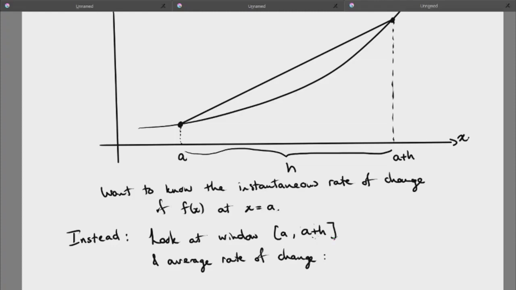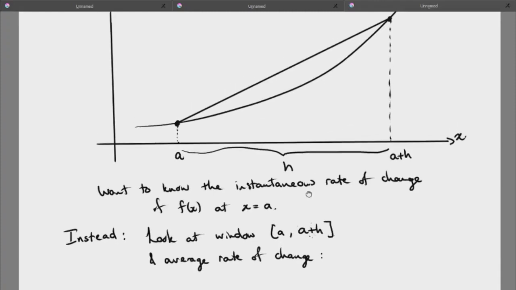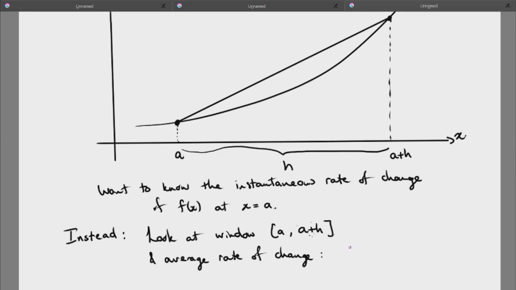All right. I can do this average rate of change. It's going to be the change in the y value, which is the later function value minus the earlier function value over what?